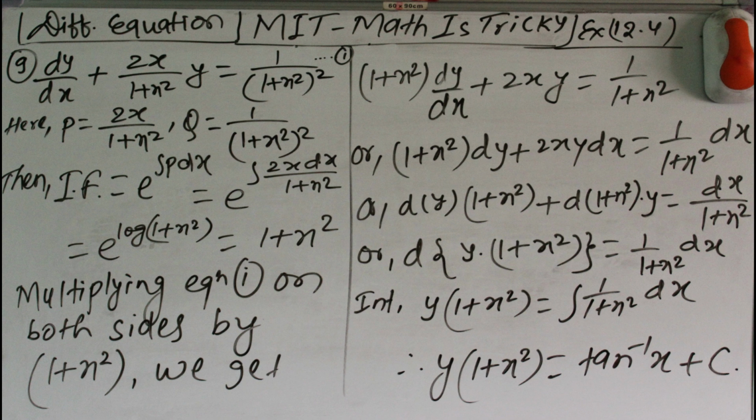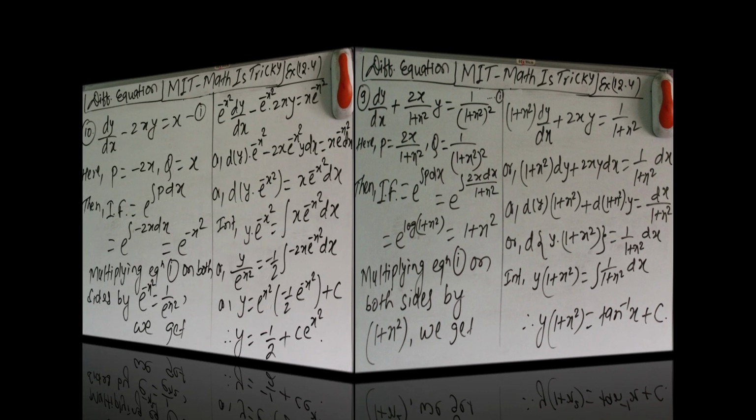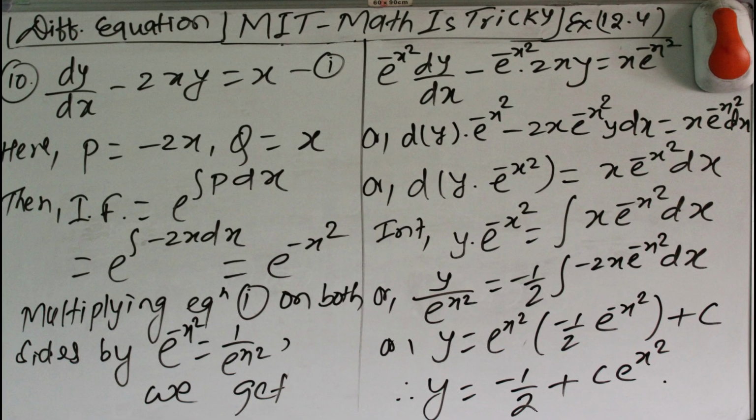Now let's move to question number 10. My dear students, in this video we are solving problems of differential equations in linear form, and now we are at question number 10. Question number 10 is dy by dx minus 2xy equals x. Comparing this with linear form, we get p as minus 2x, q as x. Now let's find the integrating factor. It is simply e power integration p dx, which gives e power minus x squared.